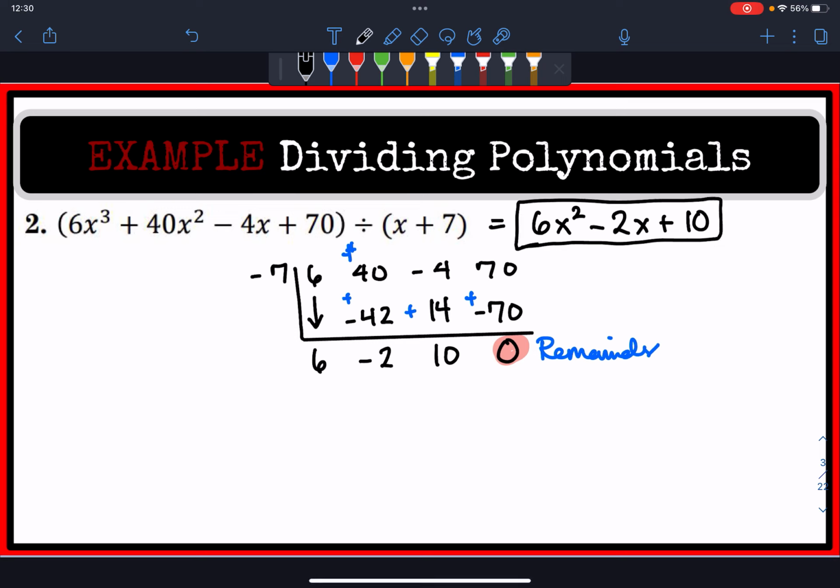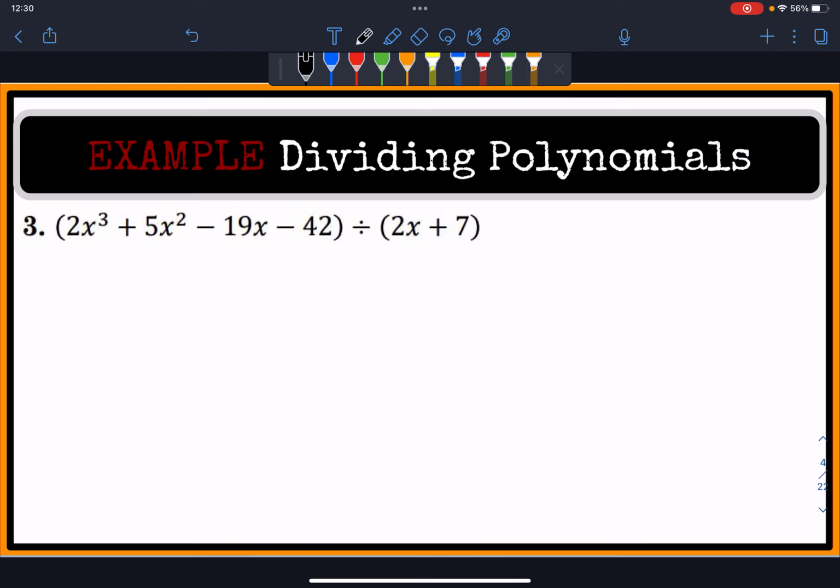This would be the quotient of 6x cubed plus 40x squared minus 4x plus 70 divided by x plus 7. Let's see, try the next example by yourself. So pause the video. And, well, actually, no, you know what? Hold on. Let's look at this example right here because this one is a little bit different.